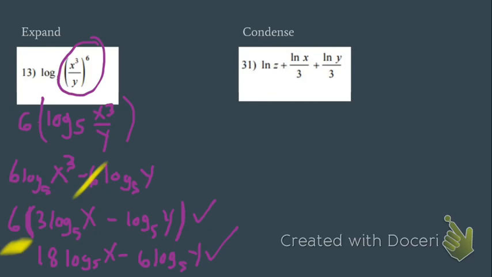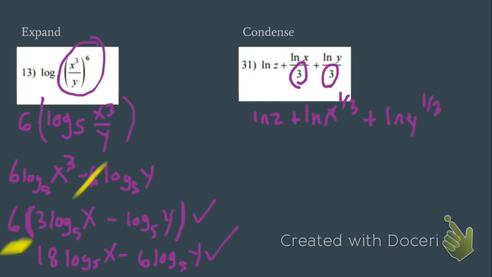Alright, and condensing logs. So first I'm going to get rid of these 3's, these scalar multipliers, by rewriting them as exponents. So we have the natural log of z plus the natural log of the cube root of x, or just x to the 1/3, because dividing by 3 is like having a 1/3 out in front of the log, plus the natural log of y to the 1/3 power.